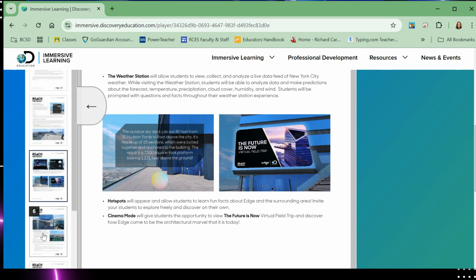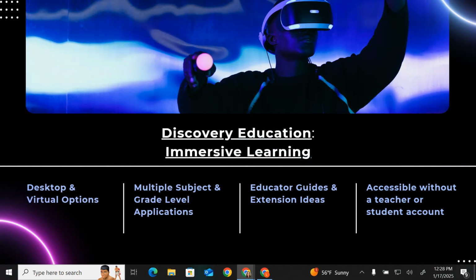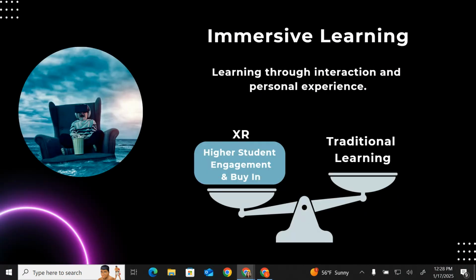So this does have immersive learning right in its title, but what is immersive learning? Immersive learning is learning through interaction and personal experience. It gives students the opportunity to explore and interact and to expand their learning in a safe environment, and deepens their understanding of topics that are presented.